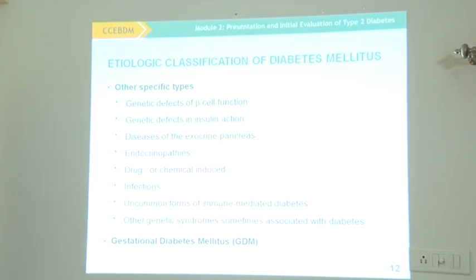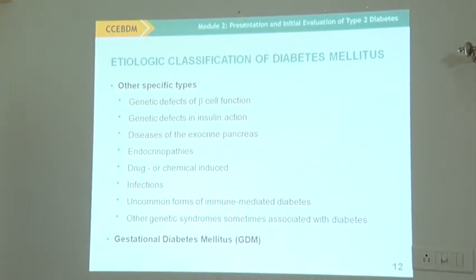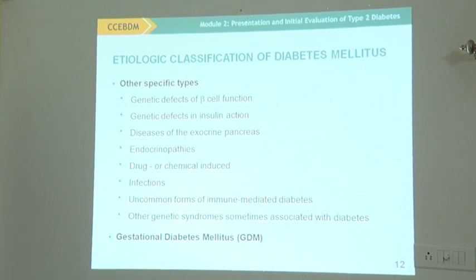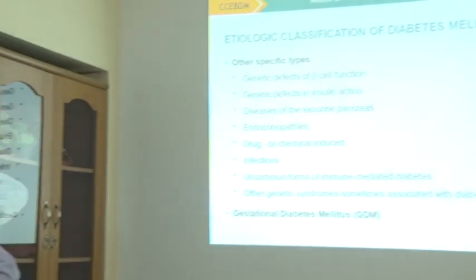Other specific types are not very important as far as you are concerned, because we do not see a lot of them, but among the other specific types I would like to mention pancreatic diabetes, and one group of pancreatic diabetes which we see in our country and also in some of the tropical countries, the FCPD, fibrocalculous pancreatic diabetes, and previously we used to call it malnutrition modified diabetes, malnutrition related diabetes or something.